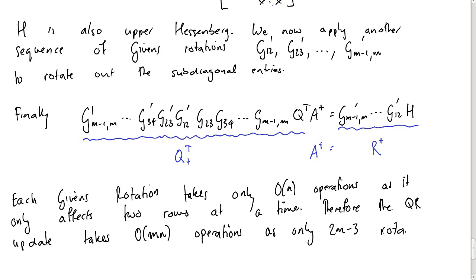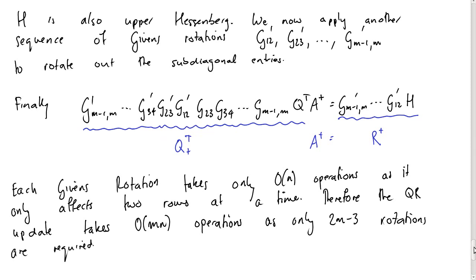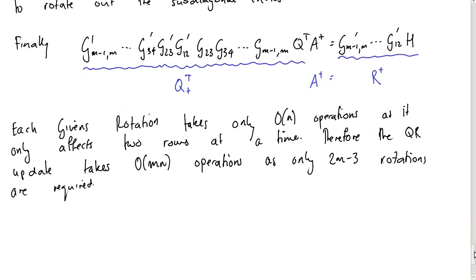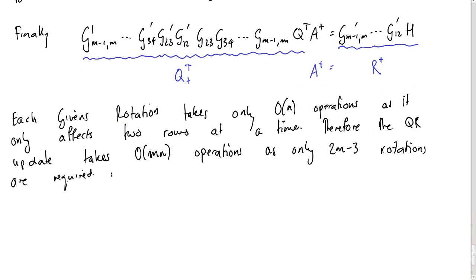Rotations are required. Okay, and so of course if m equals n, then it's order m squared. So once again, the update is only order m squared, whereas computing a full QR is order n cubed.